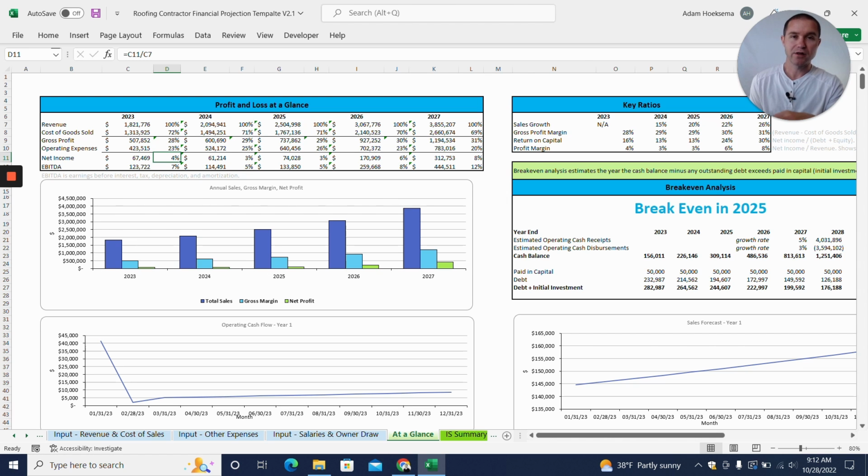Now, if you fill out all of your assumptions and you realize, wow, I've got a net income percentage of 40%, you probably did something wrong. You're probably forgetting something. Something's off, or you're being too aggressive with your sales or something like that. So keep an eye on those things.